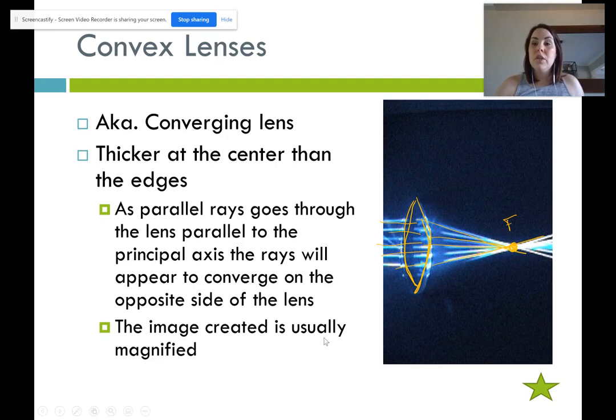Okay, so the images that are usually created from these types of lenses are magnified, and that's why we see them in a lot of technologies like magnifying glasses, microscopes, or lenses like reader glasses, for people who are farsighted, because it makes images look bigger.